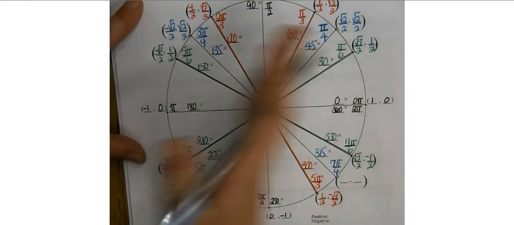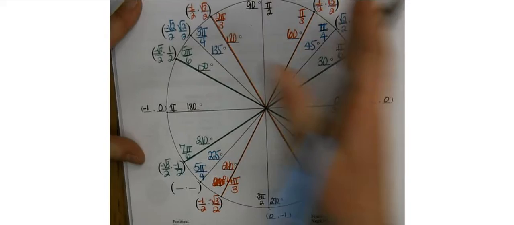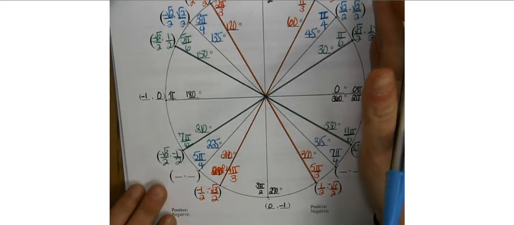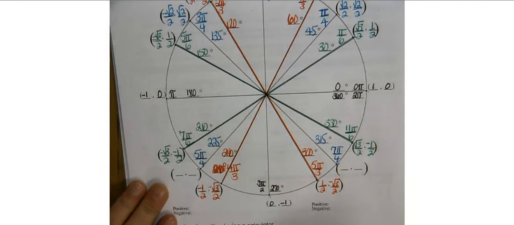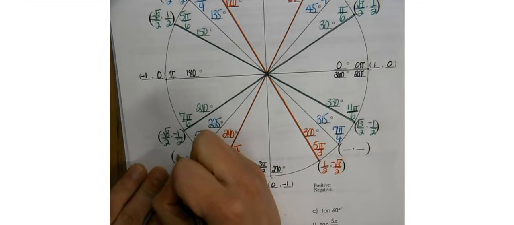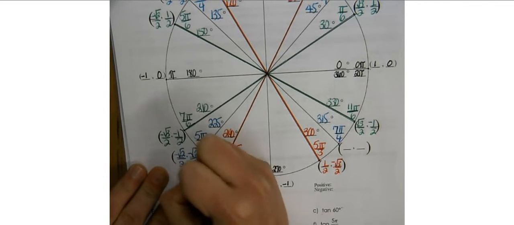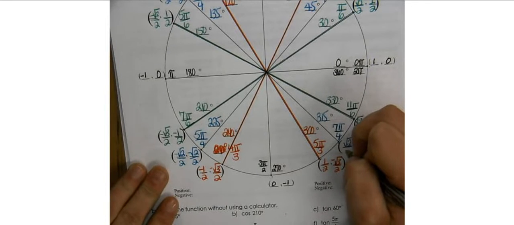All of our x values are negative, all of our y values are positive. In this quadrant, notice that all of our x values and y values are negative. So that's going to be negative square root of 2 over 2 and negative square root of 2 over 2. And in our fourth quadrant, all of our x values are positive, but all of our y values are negative. So that's the square root of 2 over 2, negative square root of 2 over 2.